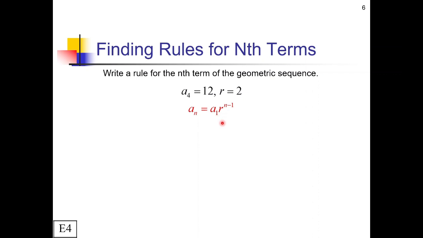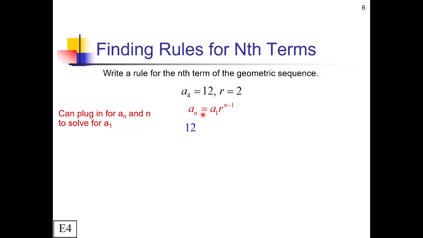Now we had problems kind of like this when we were doing arithmetic sequences, and in these situations we discovered that we can plug in for the an and the n using the term that they did give us, and that will allow us to solve for that missing a1 value that we need to complete the problem. So with that hint in mind, pause the video and give it a shot. All right, so I'm going to replace this a sub n with 12, the value of a4.